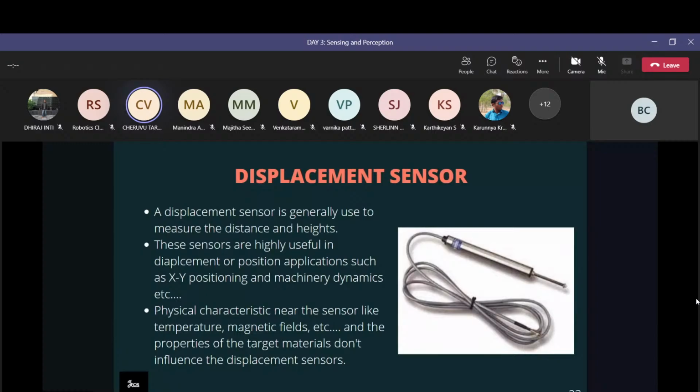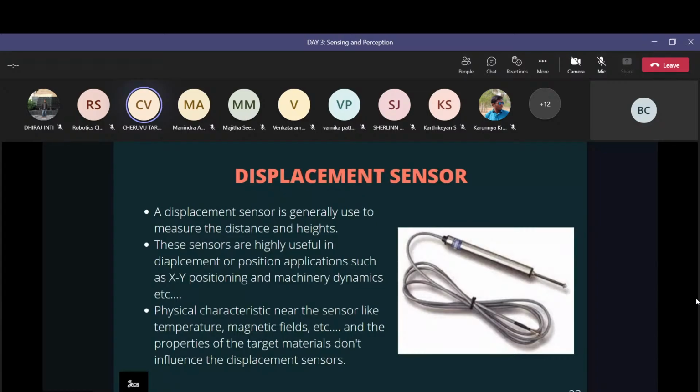You can take a daily life example: how much distance so and so object is from the sensor, or how much height a particular elevation or a particular building is from the sensor, from some particular level. You can detect all these small height displacements with the use of displacement sensors. These sensors are highly useful in displacement or position applications such as XY positioning and machinery dynamics, etc.